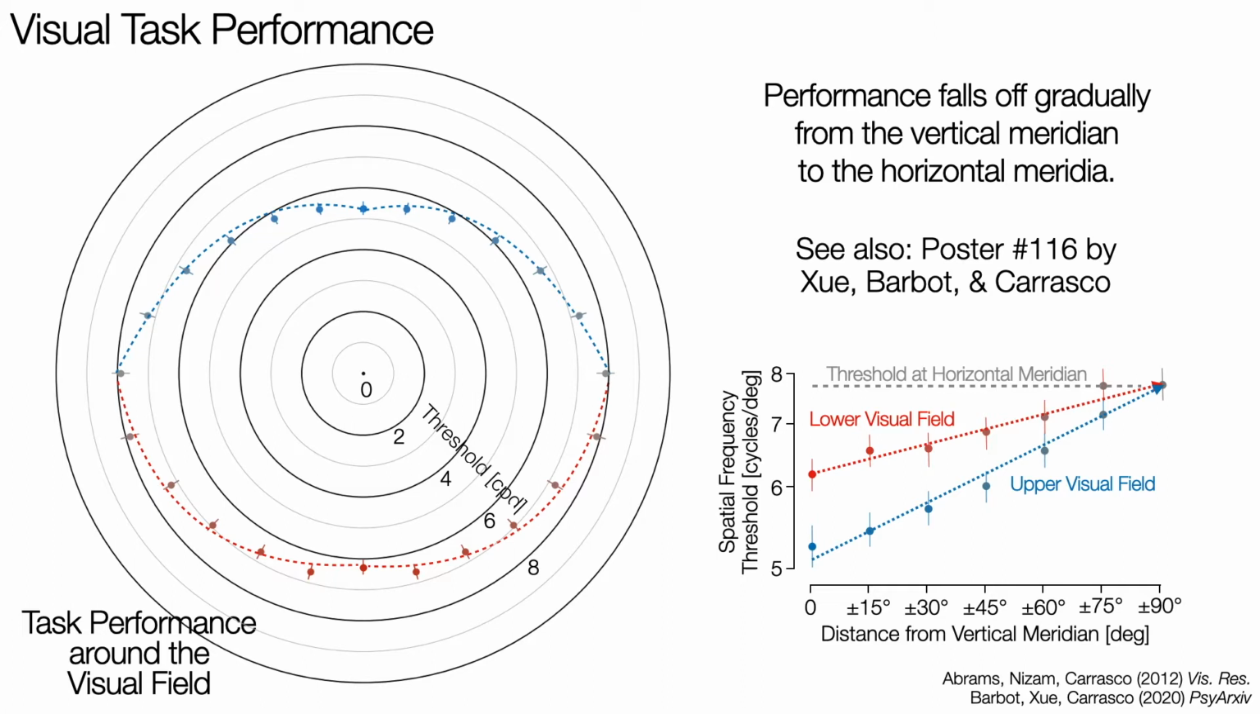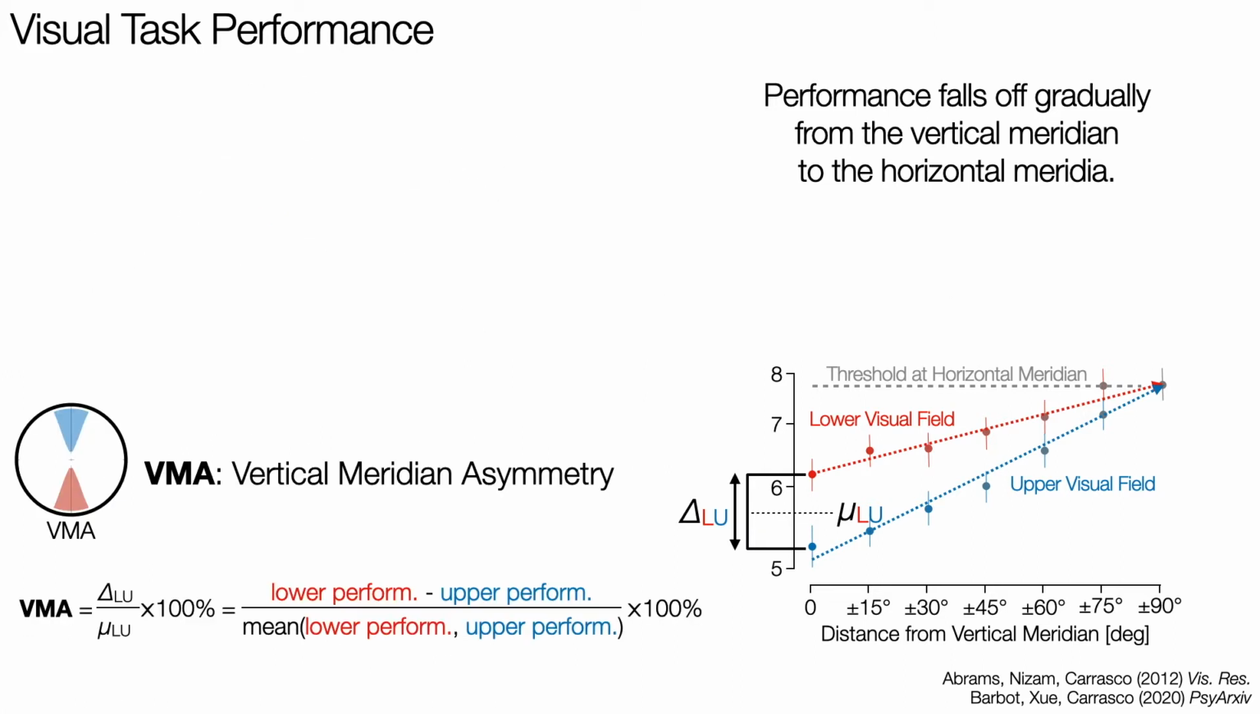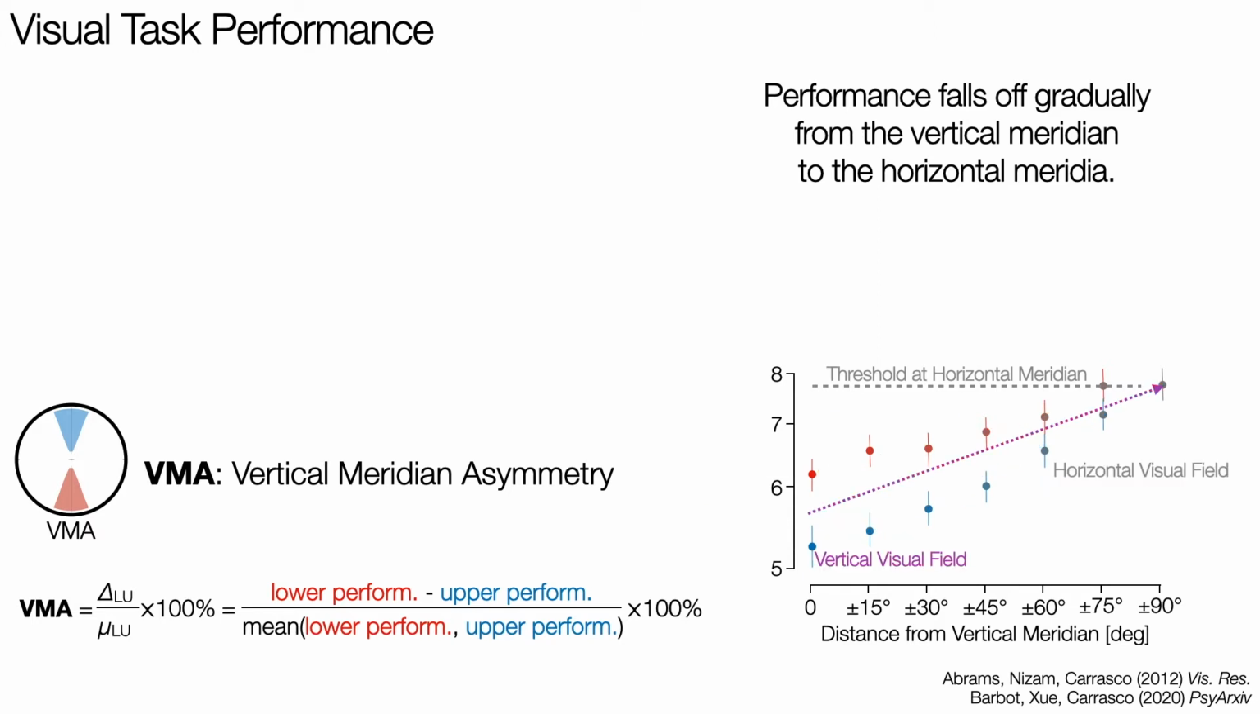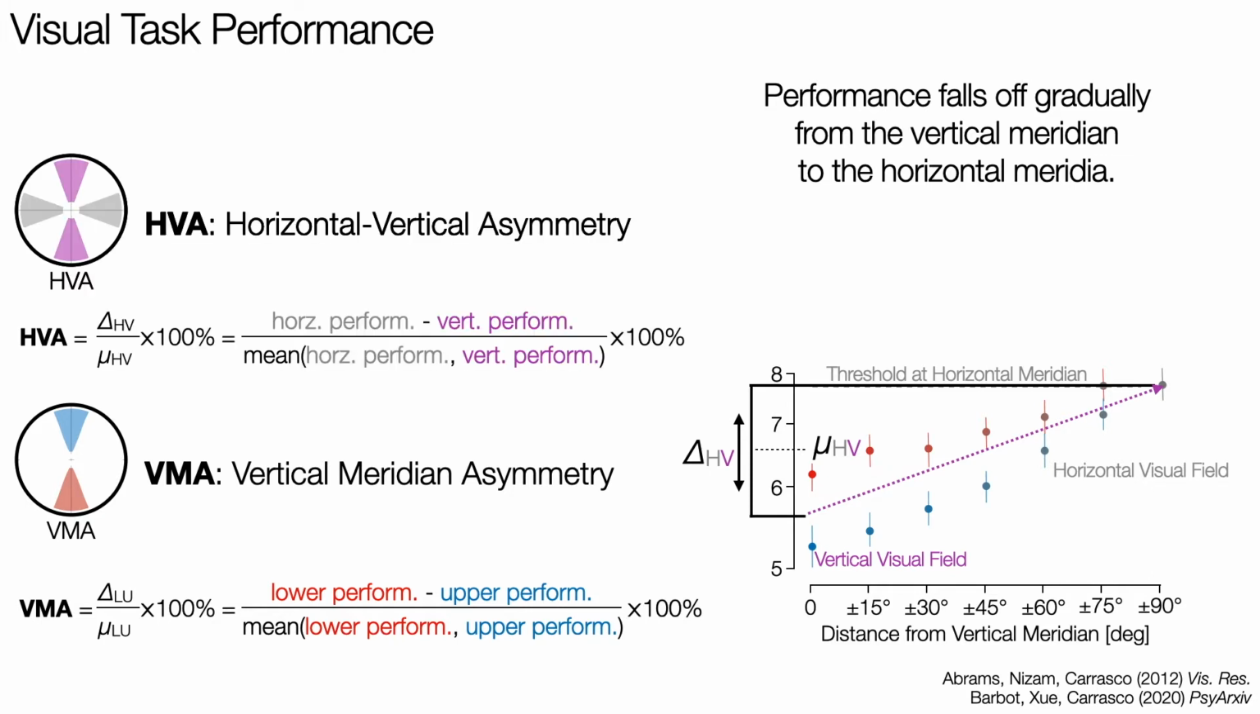Across tasks like this one, performance in the lower visual field is consistently better than performance in the upper visual field. Performance along the horizontal is better than along the vertical, and performance transitions gradually between the vertical and the horizontal meridians. To quantify the asymmetries between the upper and lower visual field, we can compare the differences in performance between these positions with the mean performance. We can define the ratio of the difference to the mean as the vertical meridian asymmetry, or VMA. Additionally, we can combine across the upper and lower visual field and use the same formula in which we compare the performance difference to the mean to calculate the horizontal vertical asymmetry, or HVA.